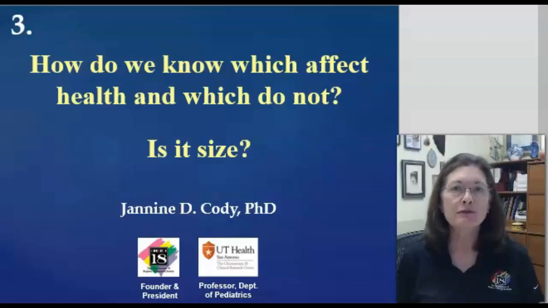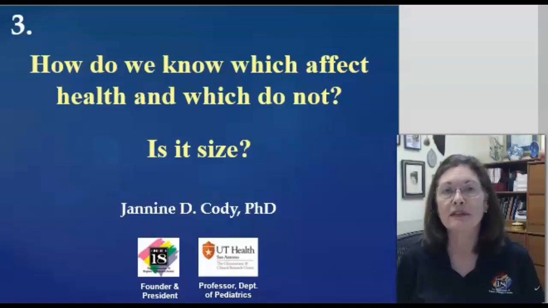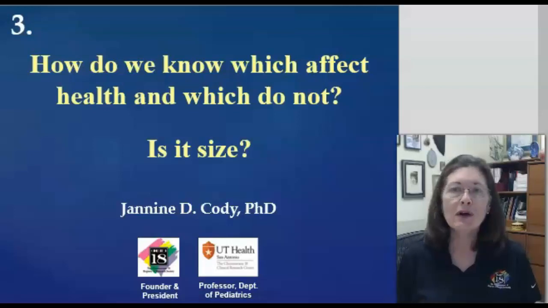So in the first two videos, we talked about what a chromosome abnormality, a chromosome variation is, and learned that they're very, very small. And in the second one, we learned that when you start looking and including the ones that are very, very small, we all have them. We all have more than one, probably. So what does that mean, and how do we know which affect health and which do not?